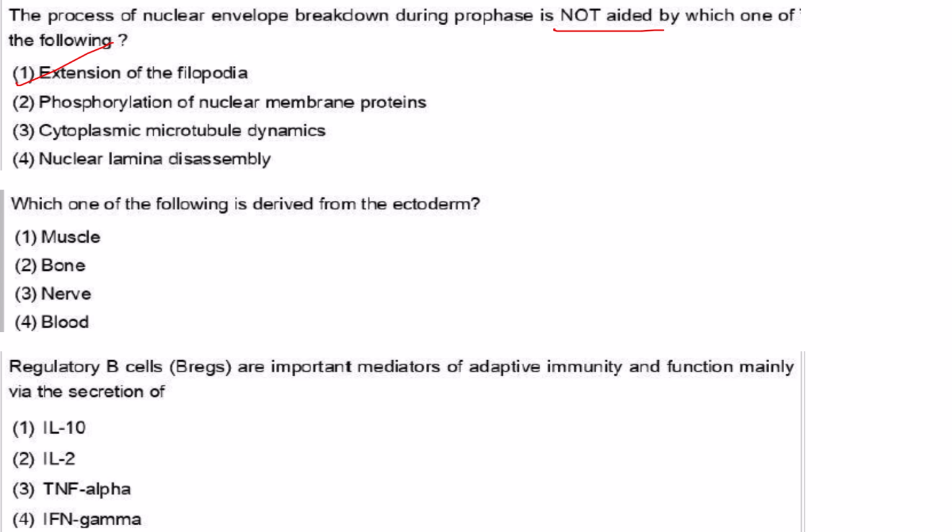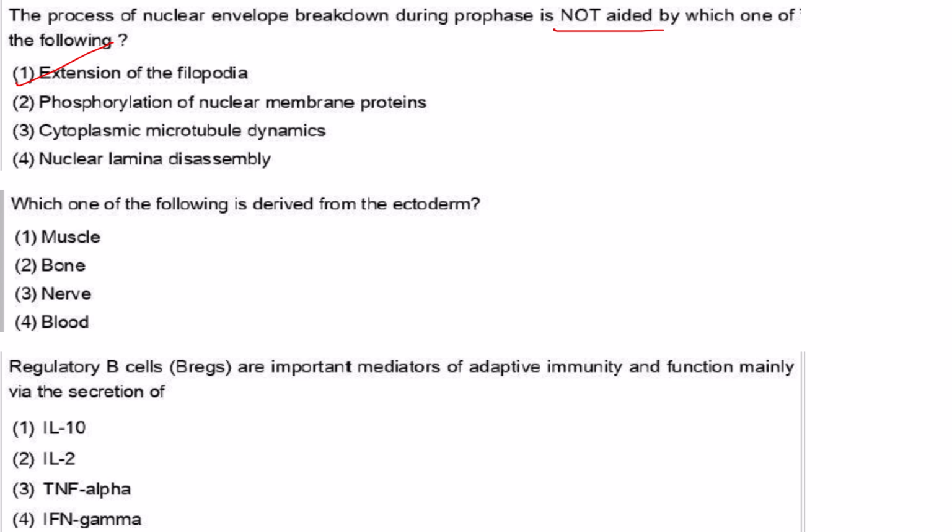Cytoplasmic microtubule dynamics, it is involved in the reorganization of cytoskeleton during mitosis. So third one is also correct. Nuclear lamina disassembly, yes. Lamina, it is a network of proteins and they provide structural support to the nuclear envelope. So for disassembly of the nuclear envelope, the nuclear lamina will be disassembled.